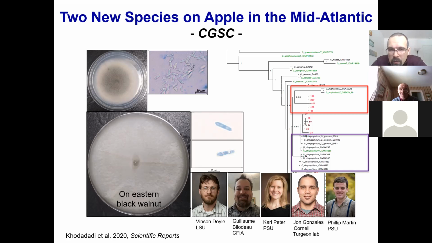Then we also talked to the Canadian colleagues, and we were interested in sequencing the whole genome of this fungus, because if it is new, it's important. So we got access through Guillaume Bilodeau to whole genome sequencing, and we teamed up also with John Gonzalez from Gillian Turgeon's lab to conduct other types of phylogeny, basically other types of family trees, to really prove which species we have.